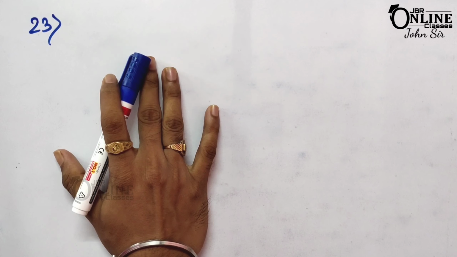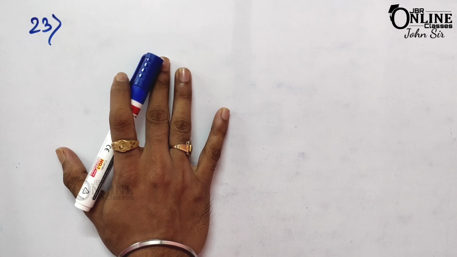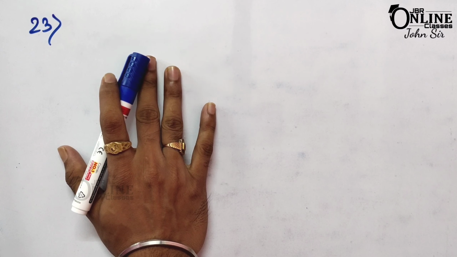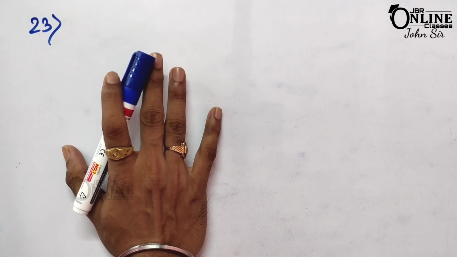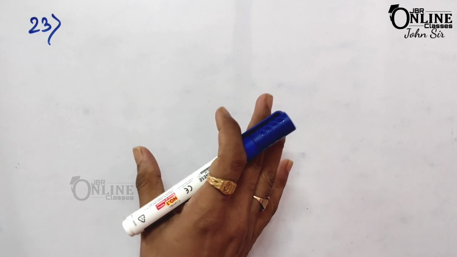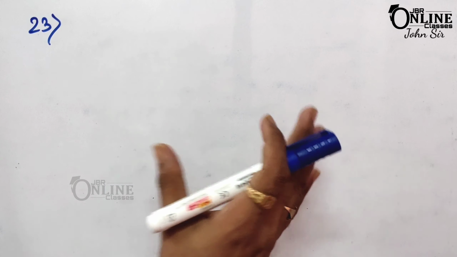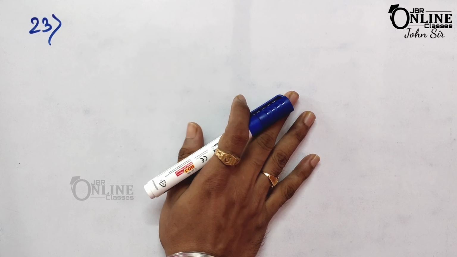Now sum number 22, you have to prove that ABCD is a square. You know the properties. First you have to find out all the sides, and all the sides will be equal, and also you have to find out the two diagonals, and in that case the two diagonals will also be equal. Then you can say that ABCD is a square. So I hope you can solve it.